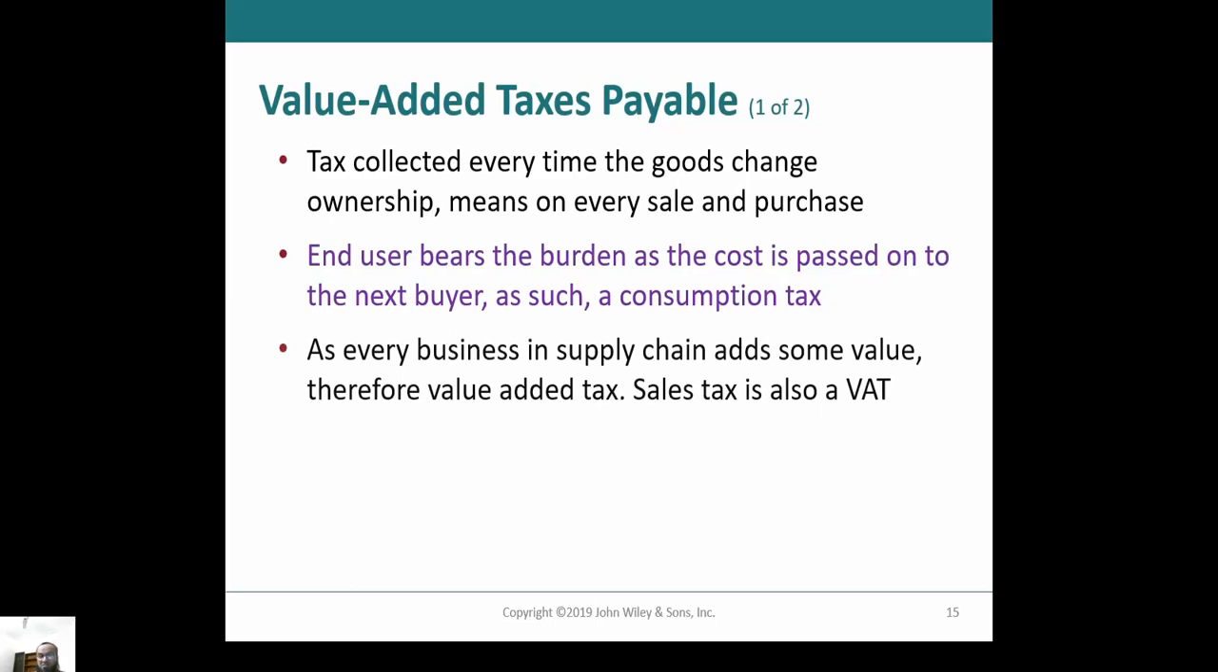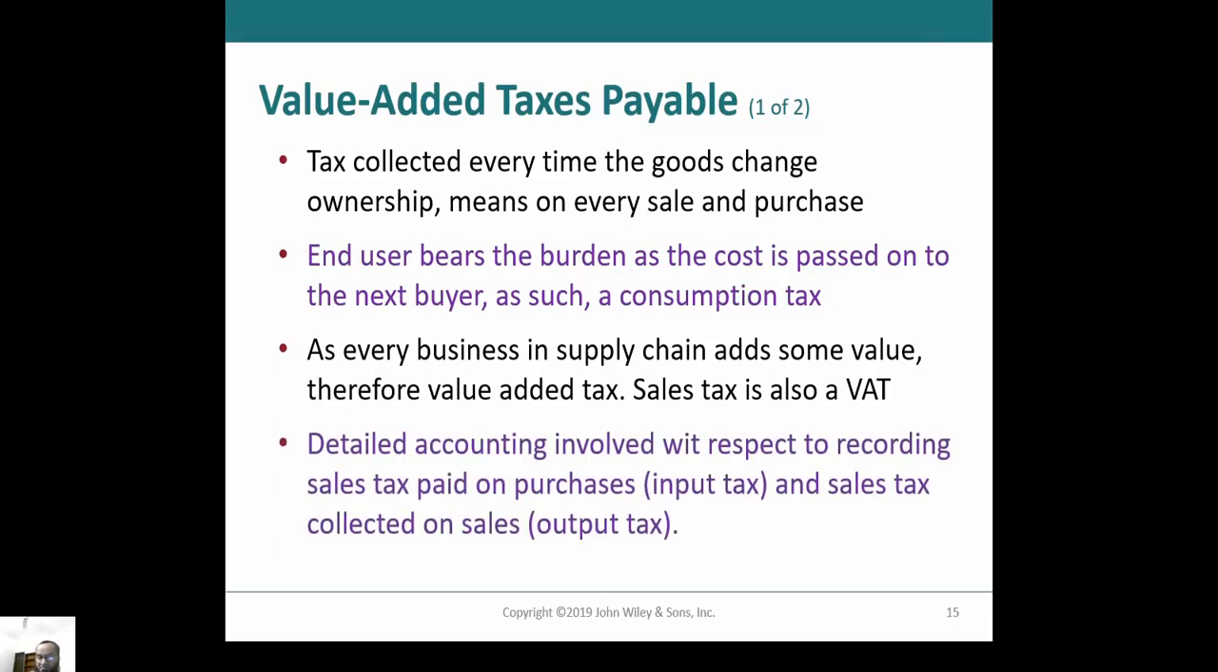Every business in the supply chain adds some value. That's why we say it's a value added tax. So for example, if a producer is making some goods, then of course he is adding value by combining the raw material into a finished product. If a wholesaler is buying, he is adding value, which is the place utility or time utility. So he is making the goods available to the retailers in smaller chunks, at the right time, at the right place. So he is also adding that value. That's why whenever a sale is made, a person buys because he sees some value. That's why we say it's a value added tax.